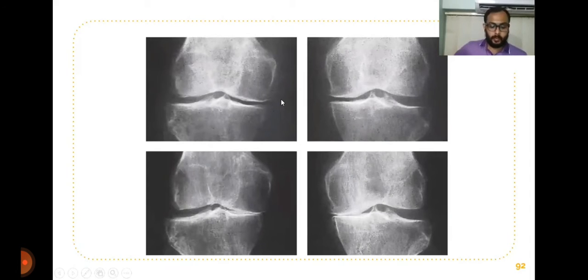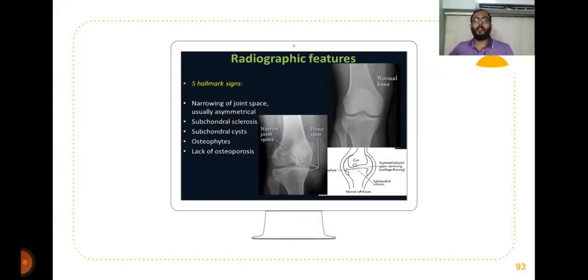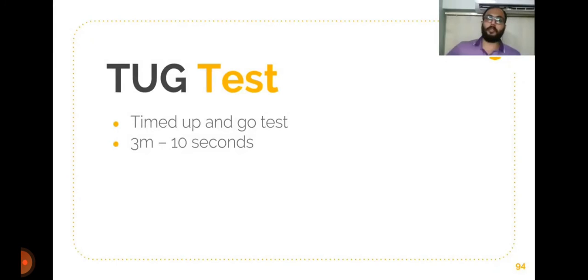So definitely we shall advise an AP view in standing. And in osteoarthritis, definitely these 5 hallmark signs, that is narrowing of joint space, asymmetrical, subchondral sclerosis, subchondral cyst, osteophyte, and lack of osteoporosis is suggestive of osteoarthritis.